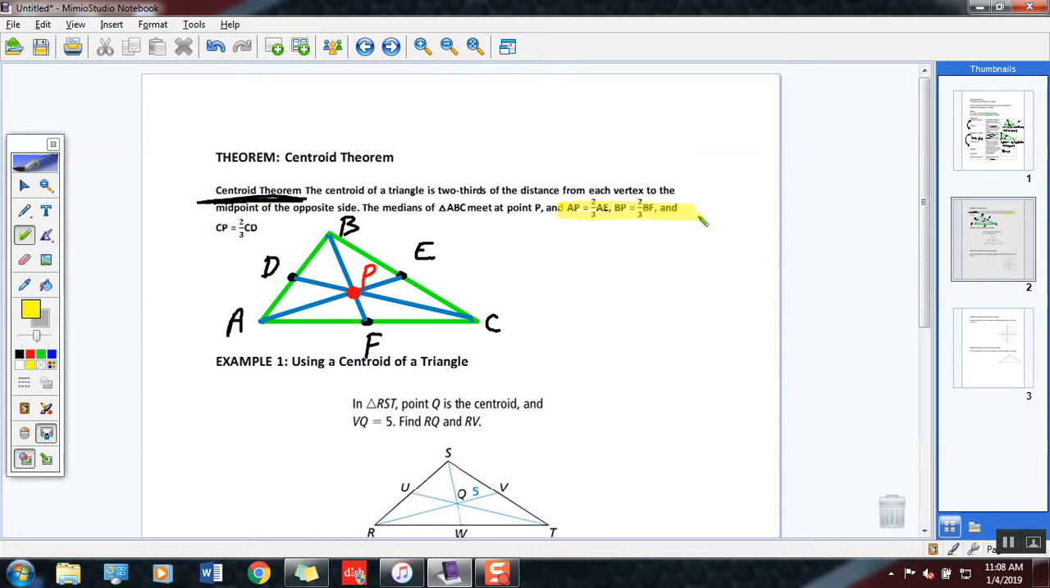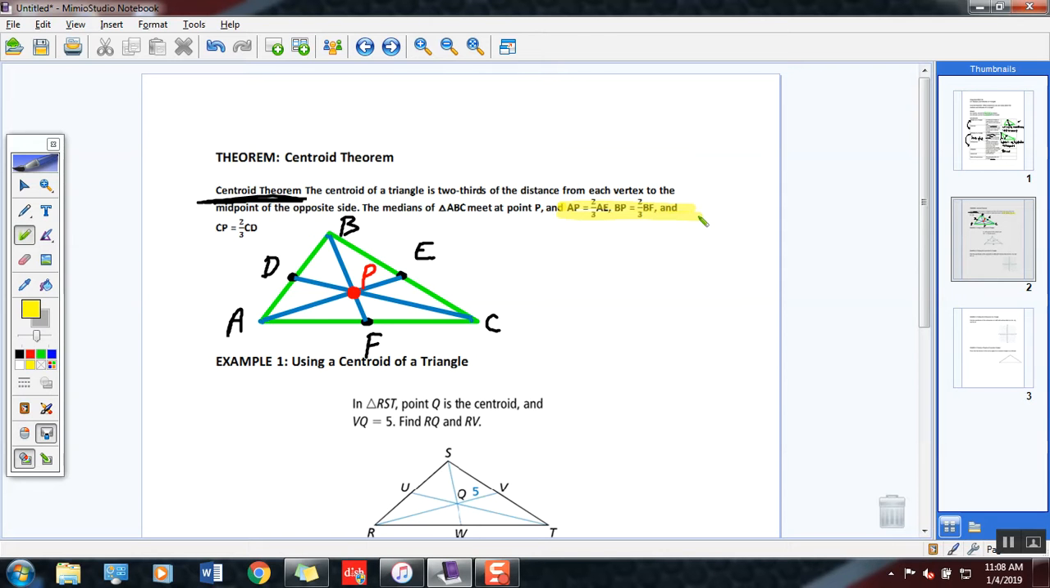So what I want you guys to do, think about this theorem. They throw 2/3 up there. This is fun. They say from A to P, it's 2/3 of A to E. Isn't A to E the whole segment? And AP is what fraction of that whole segment, A to E? 2/3 of it.